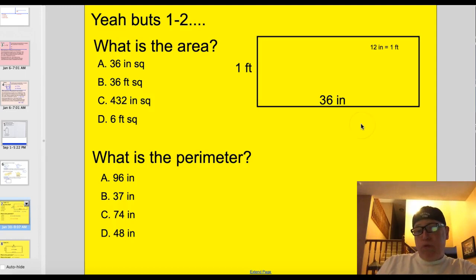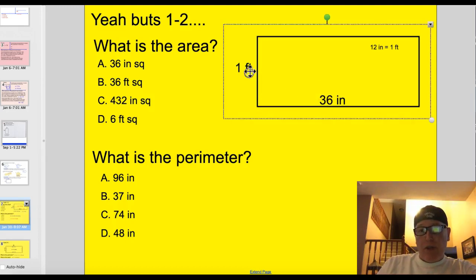Well, some people say 36. This is a great teaser here, but the problem is we've got 2 different units, and you can't have these 2 different units here. You're going to have to come up with a unit of measure. You're going to go with feet or inches.